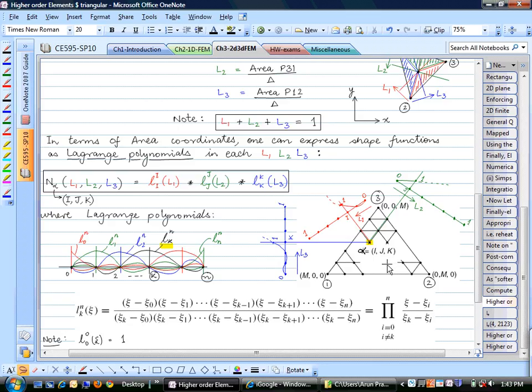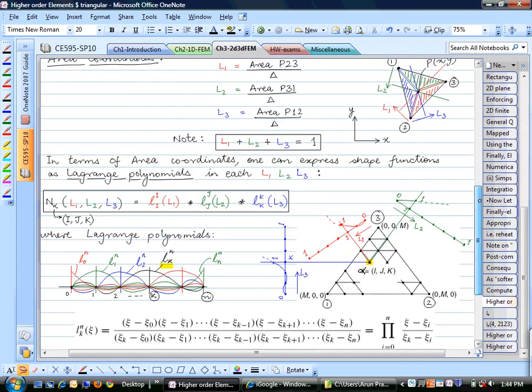Is that notation clear? No? Okay, let's go over this again. We just said that there are 6 nodes in each direction. If you go from this edge all the way up to here, you are traversing 6 lines. So this is 0, 1, 2, 3, 4, 5, 6. And the same thing is valid for 2, and the same thing is valid for 3.